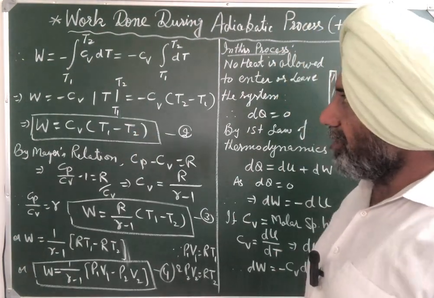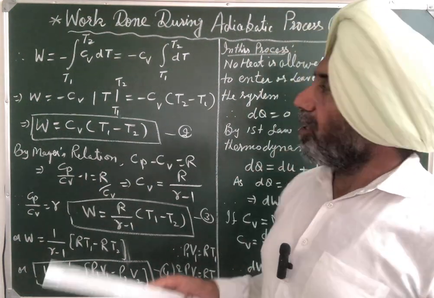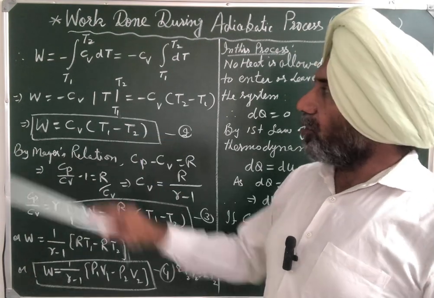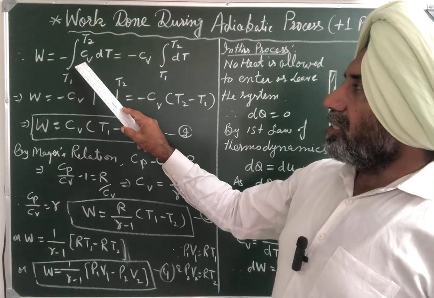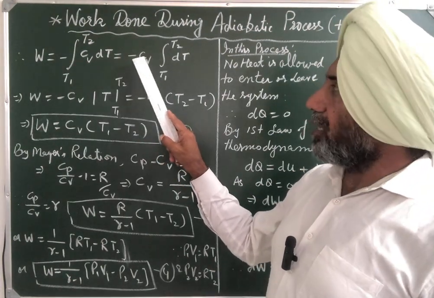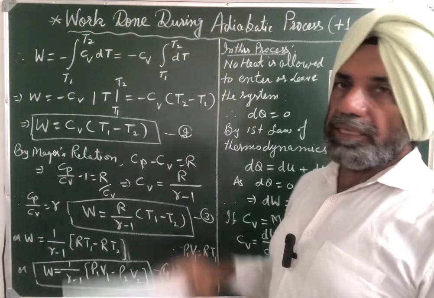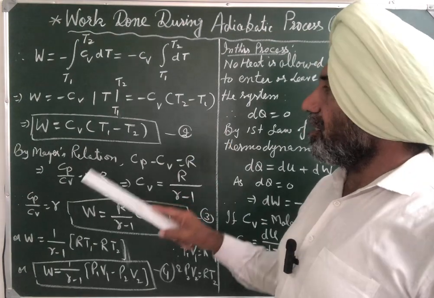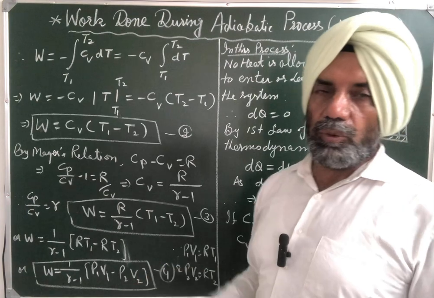During adiabatic compression, temperature increases. During adiabatic expansion, temperature will decrease. So there will be a change in temperature. So W is equal to minus integral T1 to T2 Cv dt, which is equal to minus Cv, as Cv can be taken as constant, integral T1 to T2 dT. Integral dT is T. So therefore W is equal to minus Cv T with limits T1 to T2.